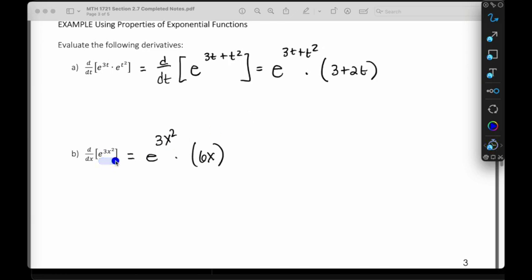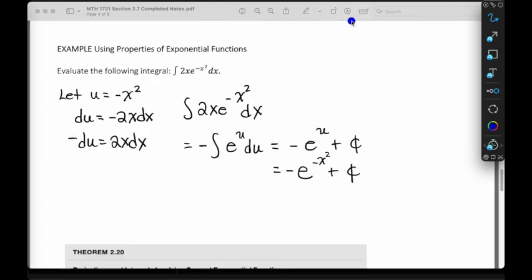This one here, I can directly take the derivative. This one's fairly straightforward. When I take the derivative of e to the 3x squared, I get e to the 3x squared times the derivative of my inner function, which is 3x squared. When I take the derivative of the 3x squared, I get 6x.